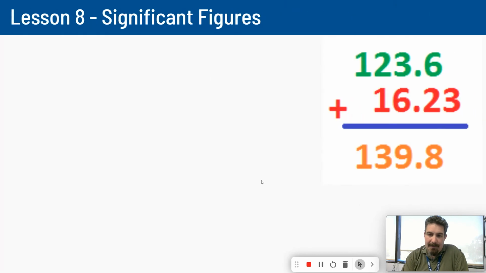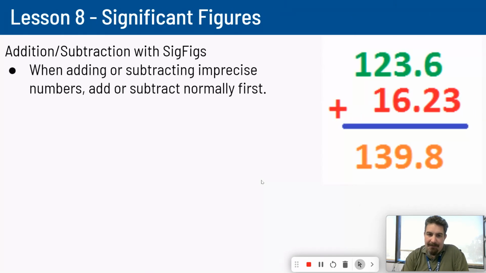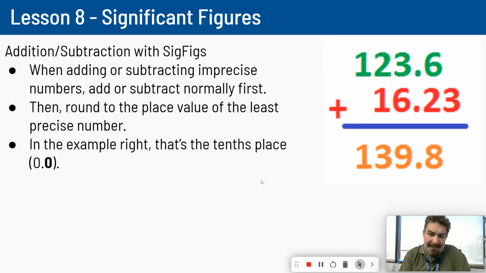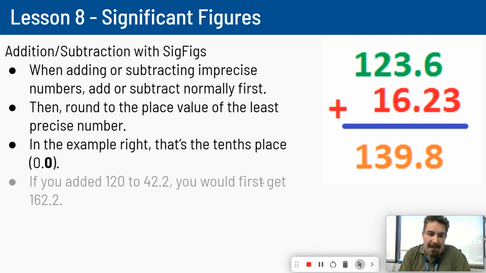Okay? So here's an example of adding and subtracting. For adding and subtracting, we do it normally, like you usually do. Then we round to the place value, that's the column, remember, of the least precise number. That is the number that is furthest to the left on my screen. An example is the tenths place, right? The 0.6 is less precise than 0.23.